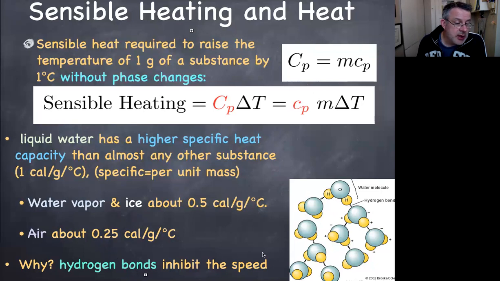And so hydrogen bonds inhibit the speed. When you put in energy, the molecules start moving faster, but because of the hydrogen bonds, those molecules are held together more tightly. And so when we think about the temperature and the energy that represents, the hydrogen bonds are key in thinking about what sets up the specific heat capacity.